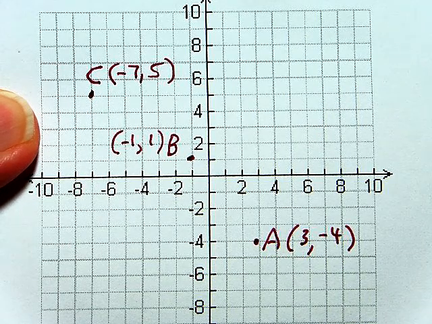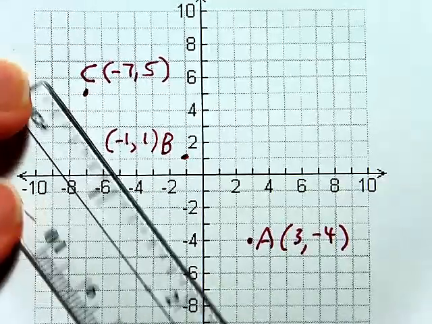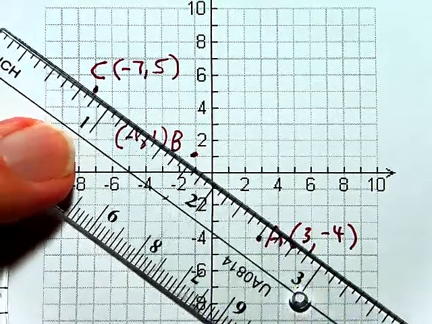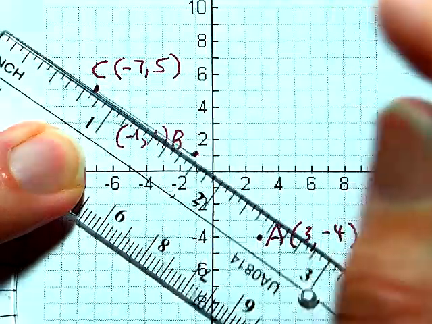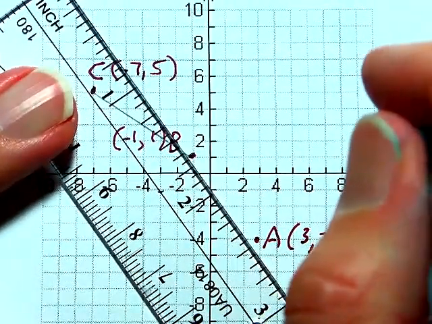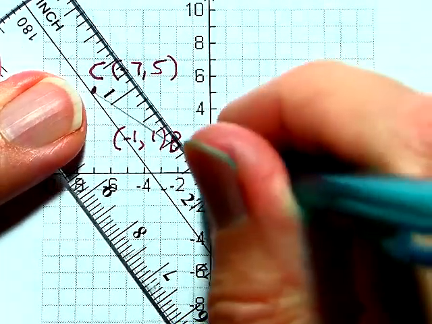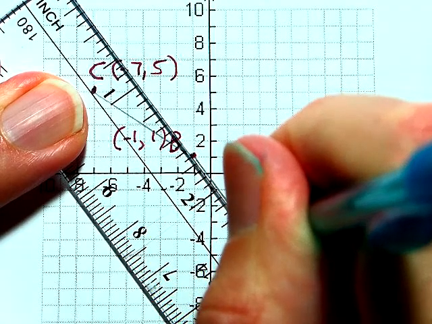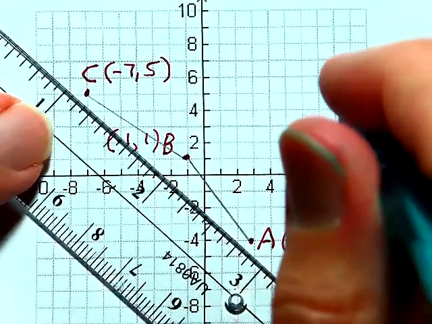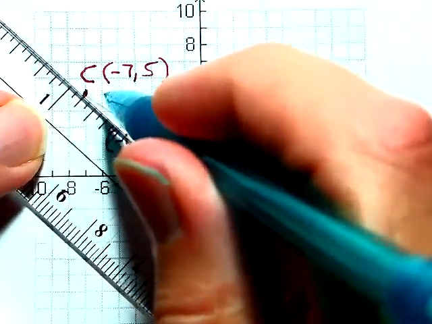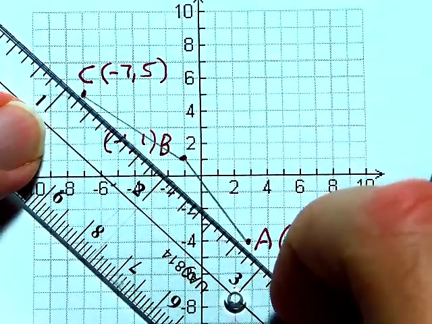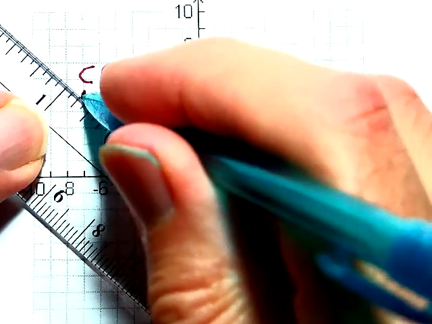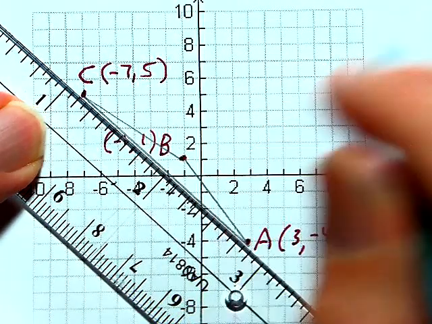Why don't we go ahead and connect these points? Since we know they're a triangle, let's see what the triangle looks like. Connecting C and B. Now I'll connect B and A. And now we'll connect C and A. Okay, so there's my triangle.